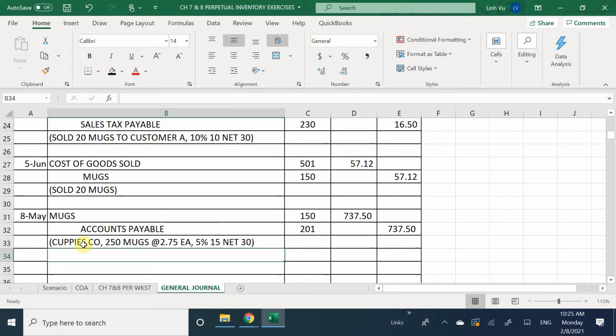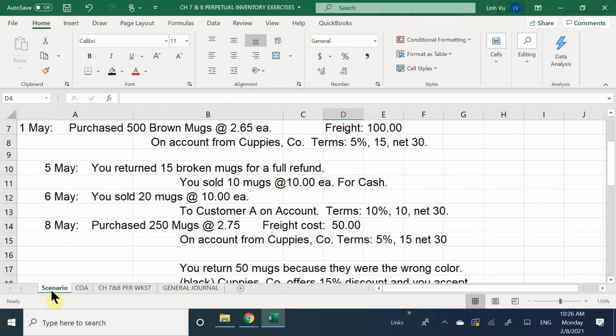So there is my first entry. That's how I'm using the journal and then going back to my inventory worksheet and back to my journal. I'm only calculating once, instead of figuring it out on my journal and then recalculating it again in my worksheet. If you like that better, then go ahead and do it.